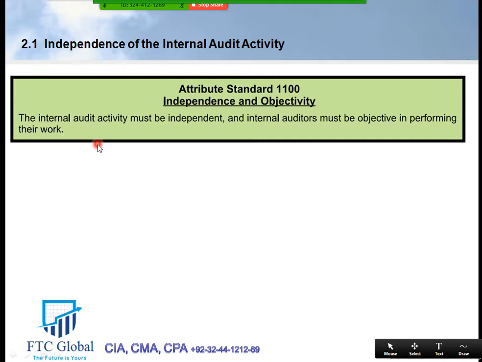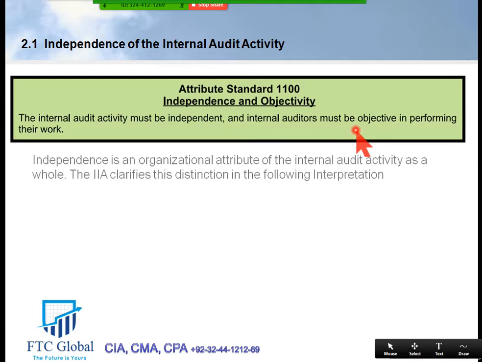It says internal audit activity. When it says activity, it means department. The internal audit activity, the internal audit function, must be independent, must be free from any influence, must report directly to the board of directors or audit committee, and internal auditors must themselves be objective. So a very crucial distinction: the internal audit department must be independent, free from influence of any other department, and the internal auditors working in that department must be objective in performing their work. We will dwell upon this in detail.